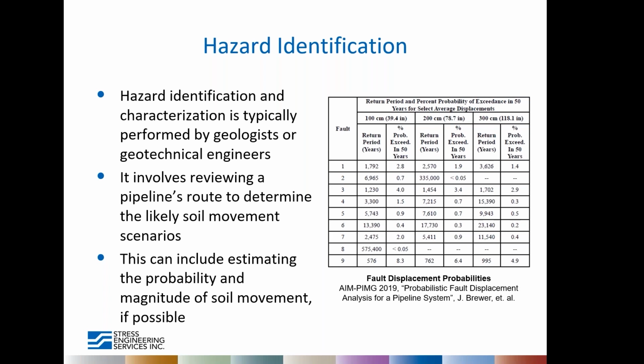Really, the hazard identification can include estimating that probability. If possible, really, if you're looking for a quantitative assessment of risk, you need probabilities for given levels of soil movement.